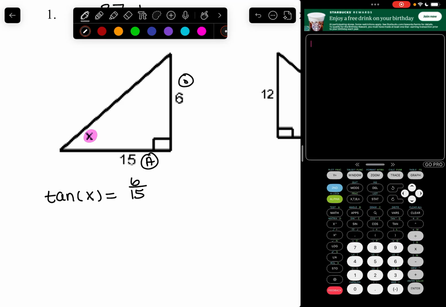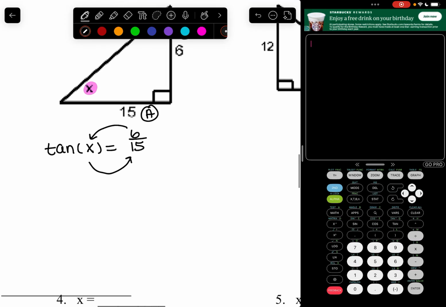So what I essentially need to have happen is X needs to come over here and this 6 over 15 needs to come here. And the way that I'm going to do that is I'm going to make this tangent inverse. And I'm going to move that 6 over 15 there, and the X will come there.